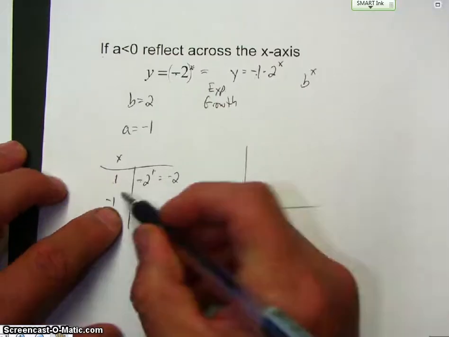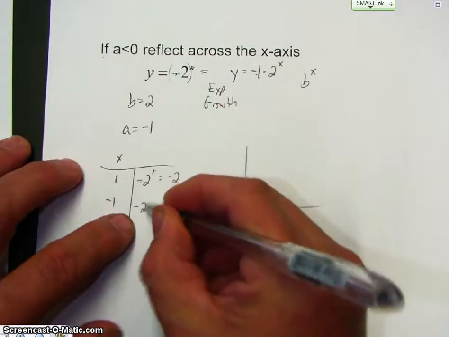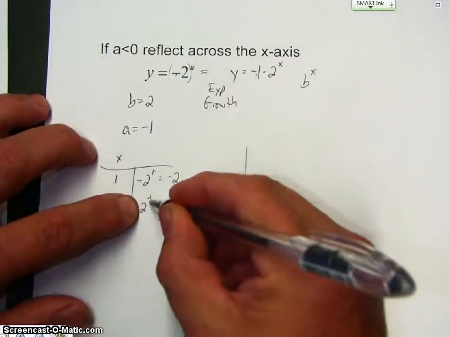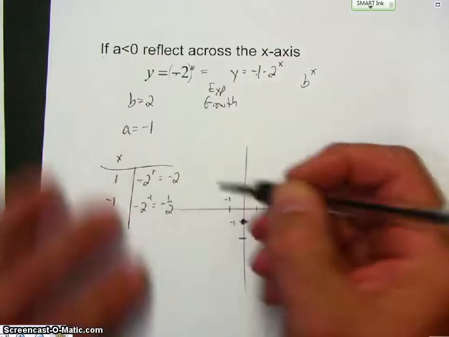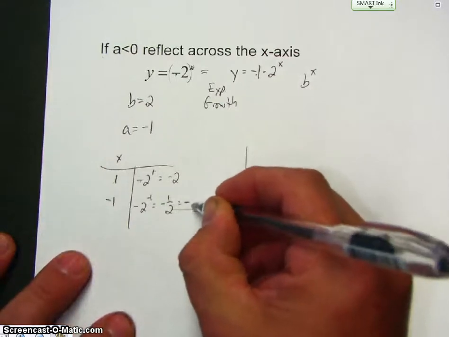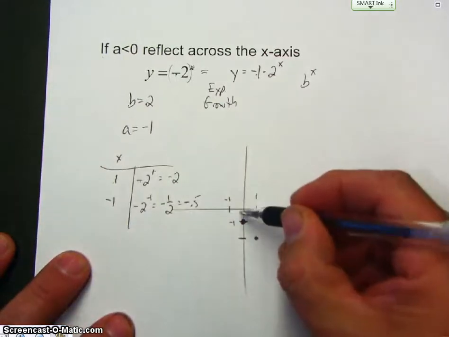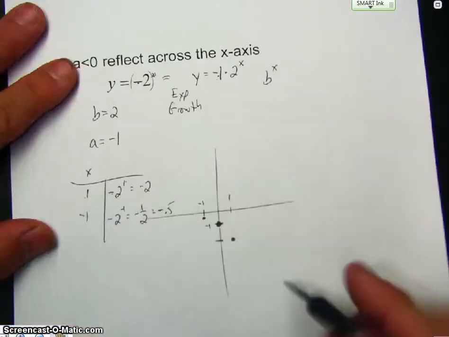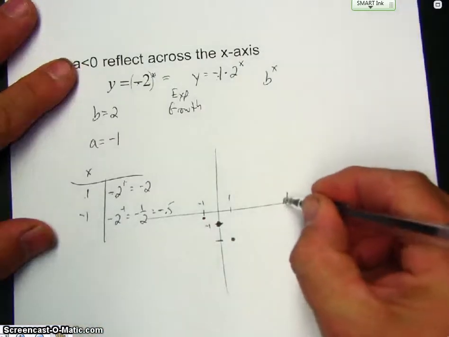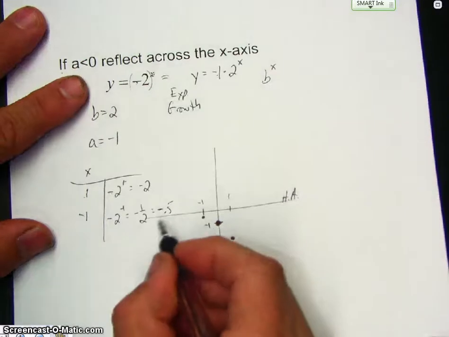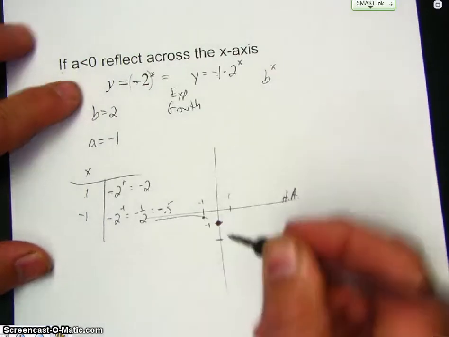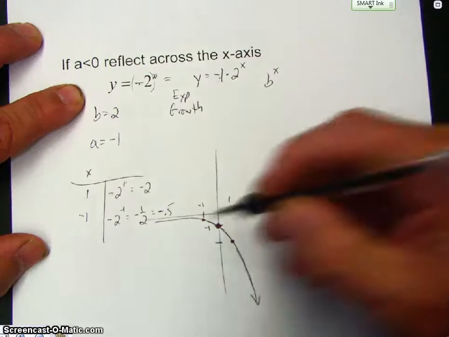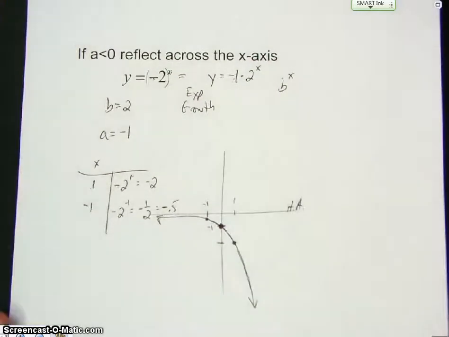Right there. Plug negative 1, so I got negative times 2 to the negative 1. So it's negative, well, 2 to the negative 1 is 1/2. So it's negative 0.5. Negative 0.5 is right there. Now again, your x-axis is still your horizontal asymptote, so I cannot touch it. So I'm going to put it somewhere close. And there's my exponential growth function.